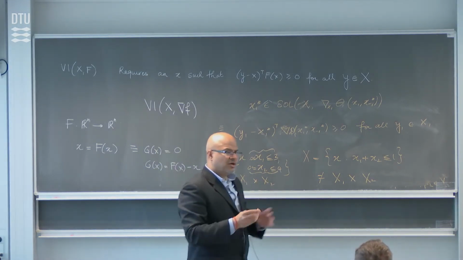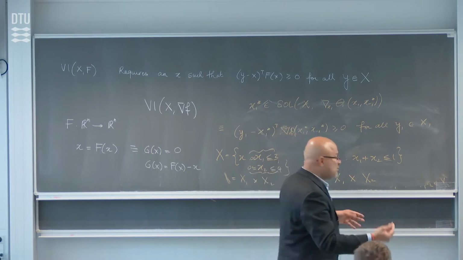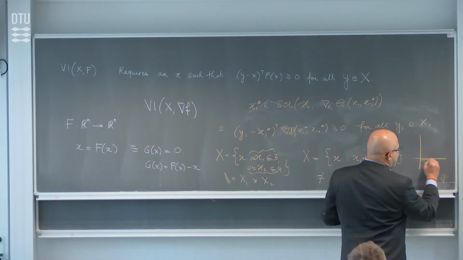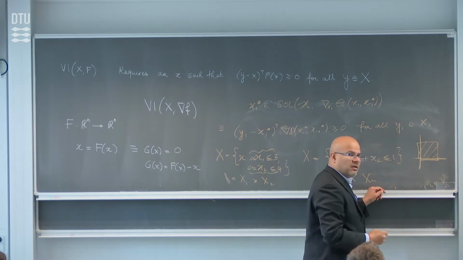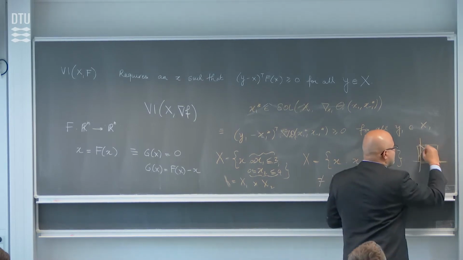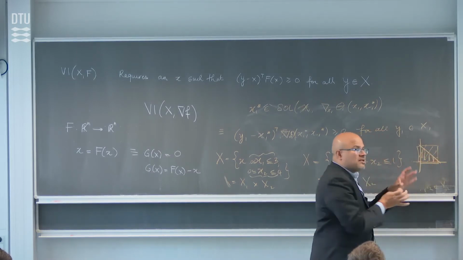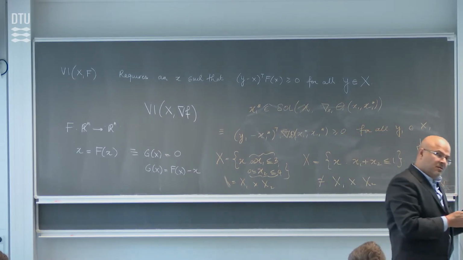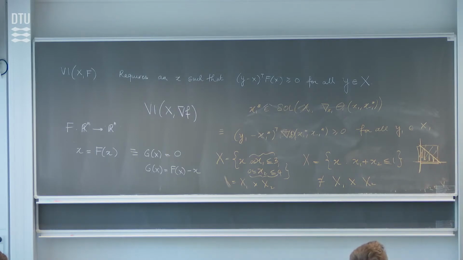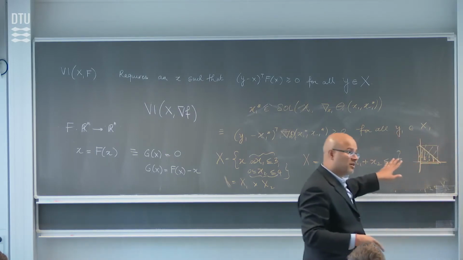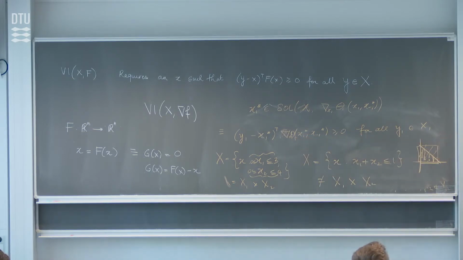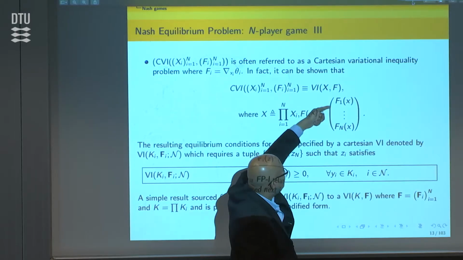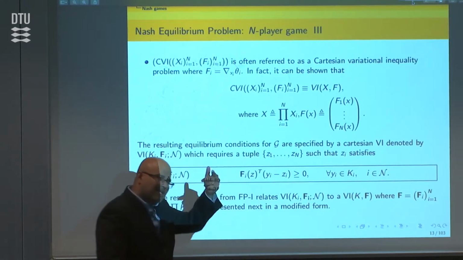Okay, so a Cartesian set, say in 2D, just means that I've got a set that I can write as this times this, and this is the whole set. Okay, but now suppose I have a set like this. That set can't be written as the Cartesian product of two sets. In fact, these are the types of sets you get when you have shared constraint games. So now what you notice is you've got a Cartesian product of sets, and the mapping F is just this concatenated gradient map.